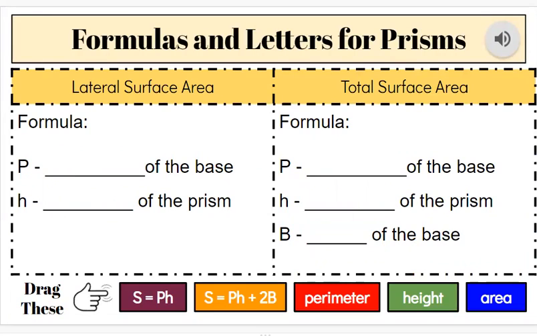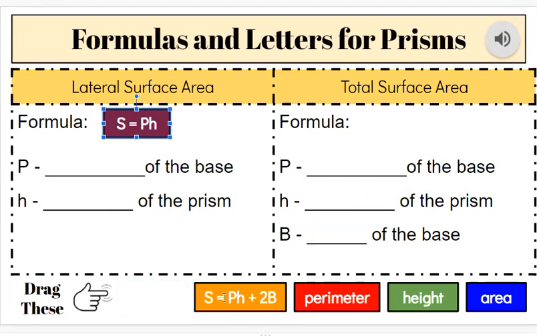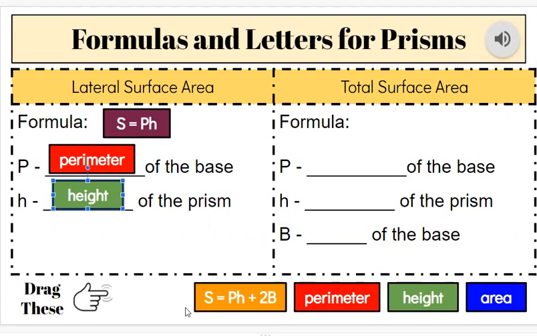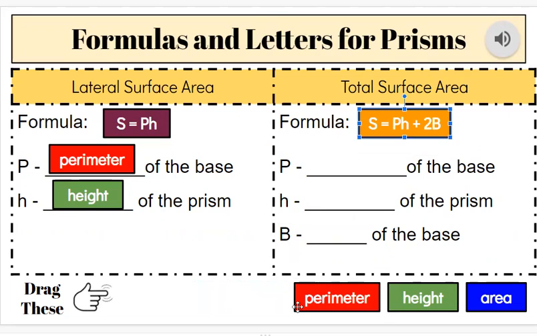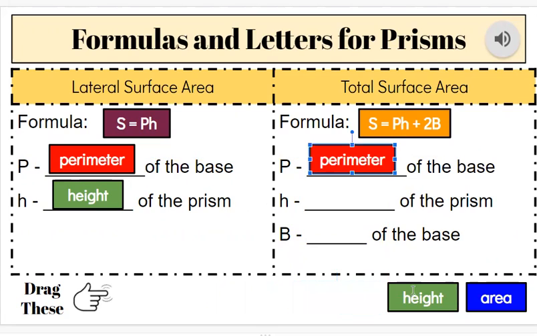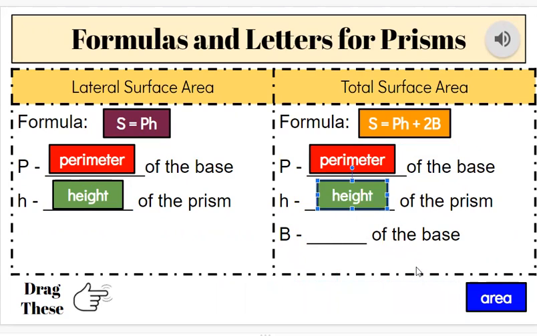Formulas and letters for prisms. The lateral surface area has a formula where you're only finding the lateral faces, which is S equals PH, where the P represents the perimeter of the base and the H represents the height of the prism. The formula for finding total surface area is when you take the lateral surface area plus the area of the two bases. So S equals PH plus 2B, where P represents the perimeter of the base, H represents the height of the prism, and finally B represents the area of the base.